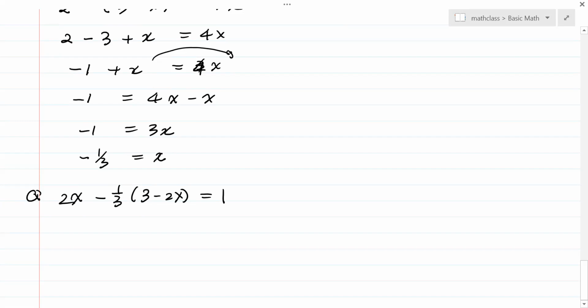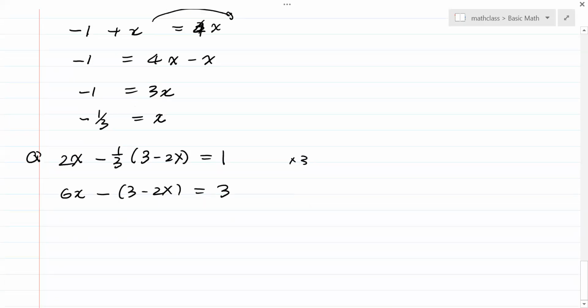So let's try. We multiply both sides by 3. You see, we need to spend a little more practice. When we multiply both sides by 3, I get 2 times 3, 6x. 1/3 times 3, the 3 is gone. And the right-hand side, 1 times 3 is 3.